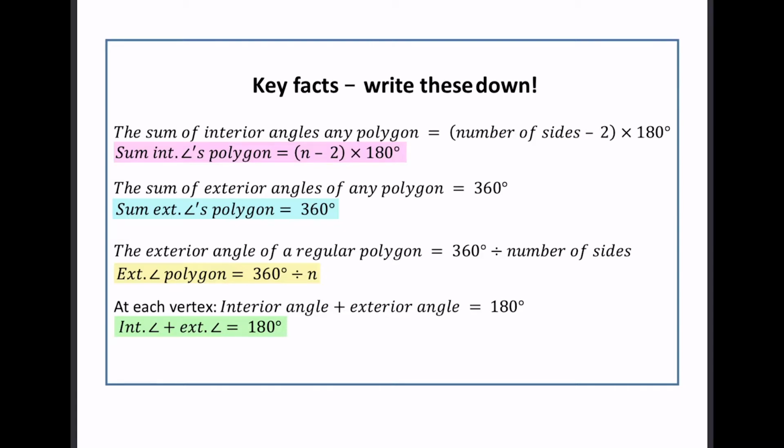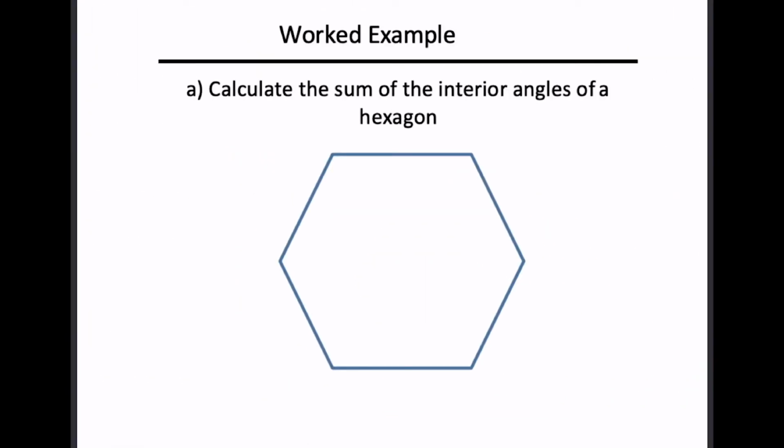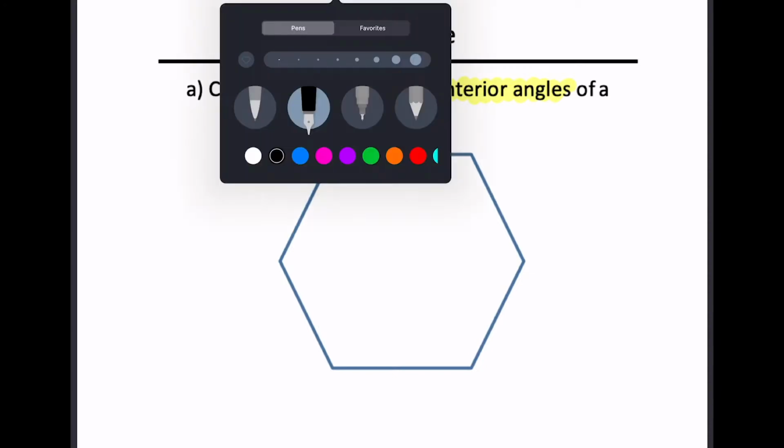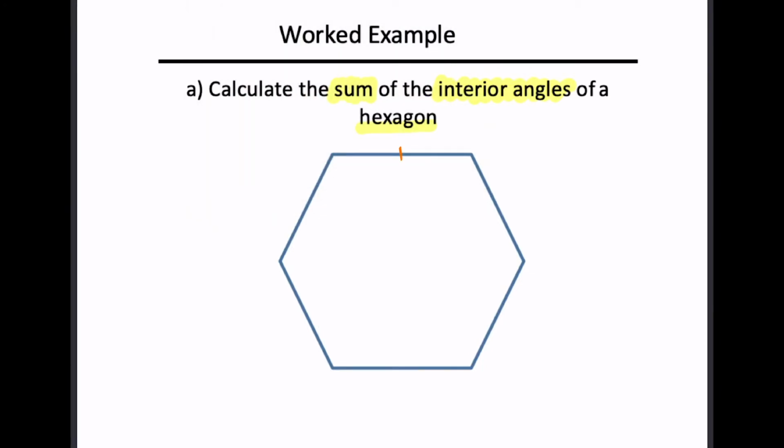Alright, good. Moving on. What I want to do in our first worked example is calculate the sum, so the total, of the interior angles of a hexagon. So the first thing that I'm going to do is count the number of sides in my hexagon. So if I count the number of sides, I have 1, 2, 3, 4, 5, 6 sides in total. Now, if I have 6 sides, that actually means that n is equal to 6.